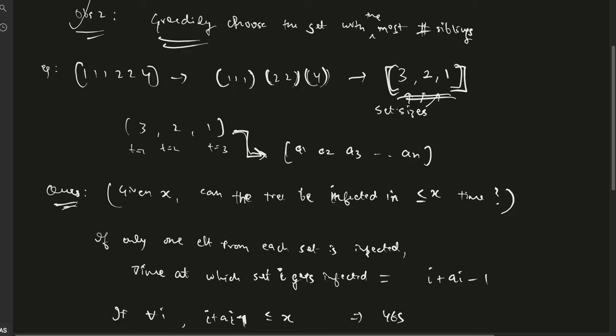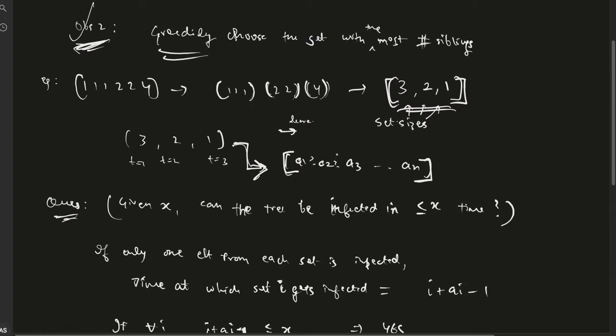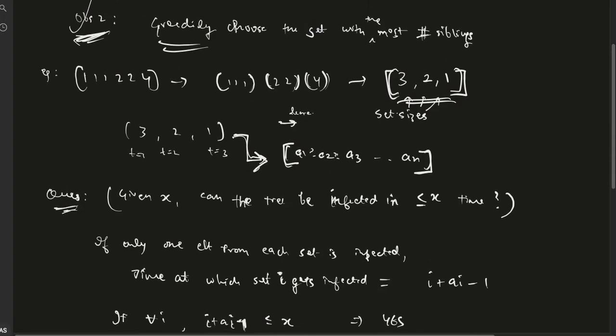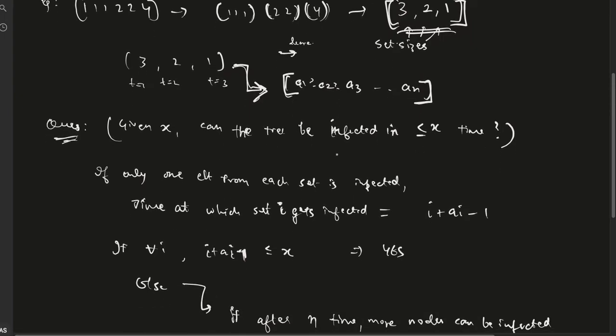If we consider a general case, we can say that if we have n groups of siblings, we'll first sort according to observation 2. We need to first sort the array in decreasing order, so a1 ≥ a2 ≥ a3 ≥ and so on. Once this is done, we ask the question: given time x, can the tree be infected in less than or equal to x time? If we're able to answer this query efficiently, we can do a binary search on time x.